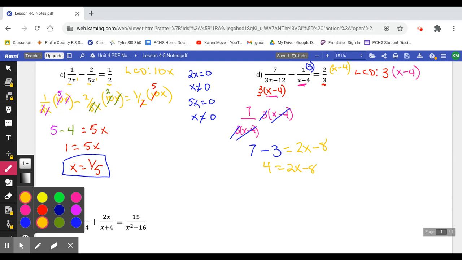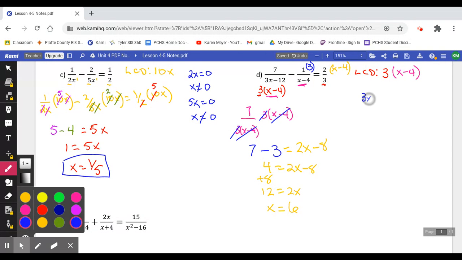Then I'm going to add the 8 over. So if I add the 8 over, I get 12 equals 2x. Divide, and x equals 2. So now let's just go check, figure out what x could not be, and see if we're okay.